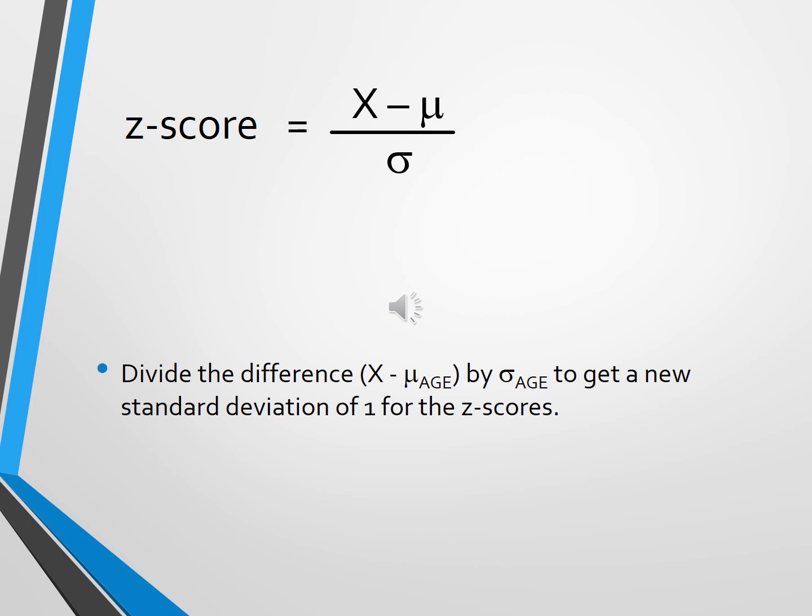So now we have the transformation that will produce z-scores with a mean of 0 and a standard deviation of 1. Subtract the mean from each score, that gives us a mean of 0 for the z-scores, and divide that difference by the standard deviation. That gives us a standard deviation of 1.